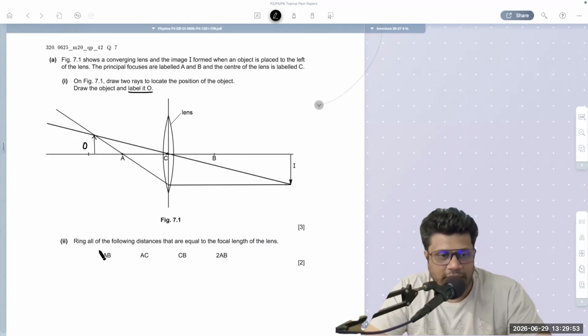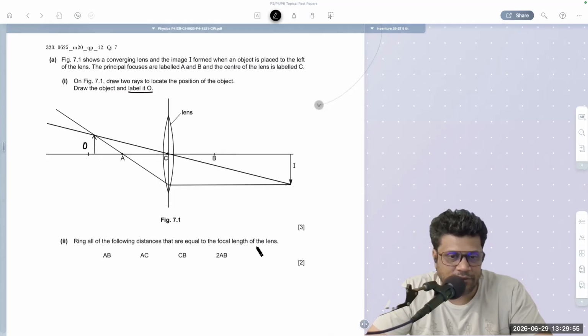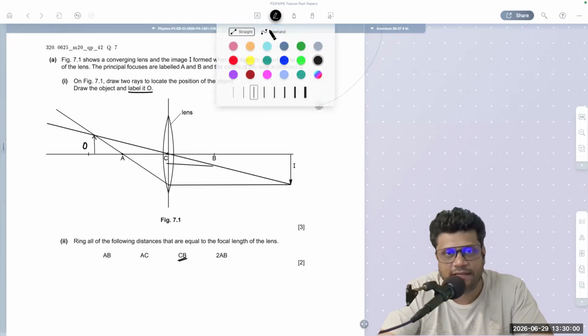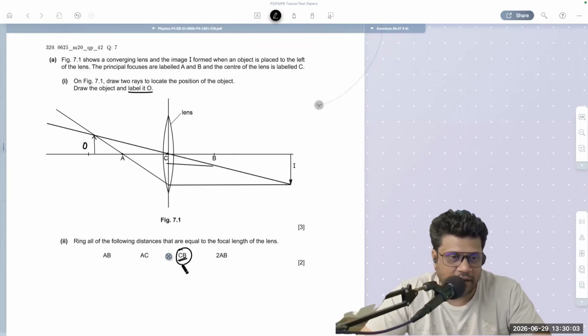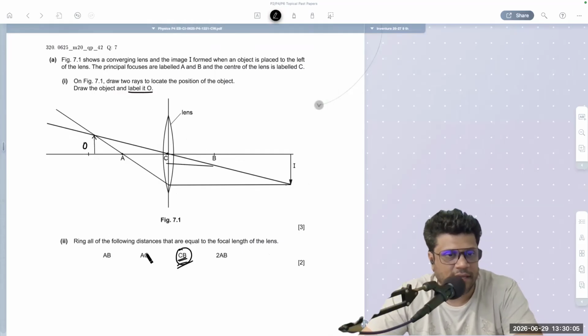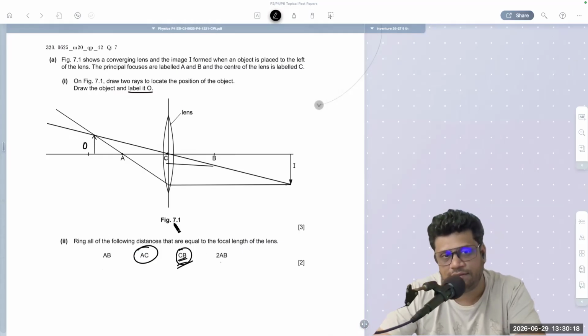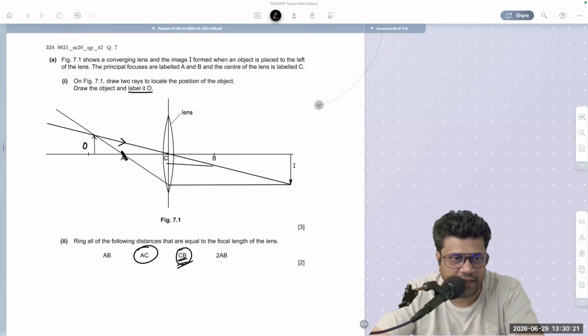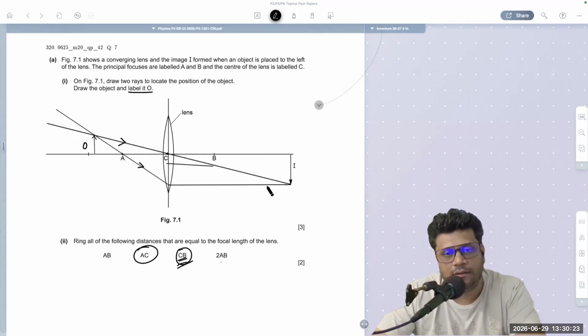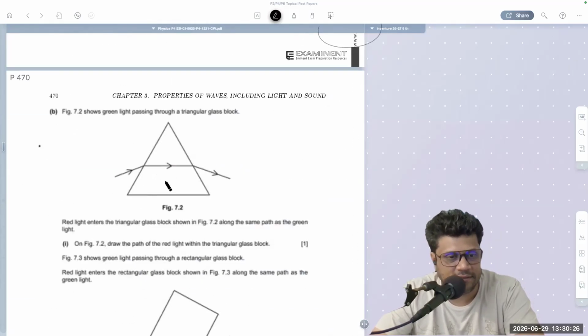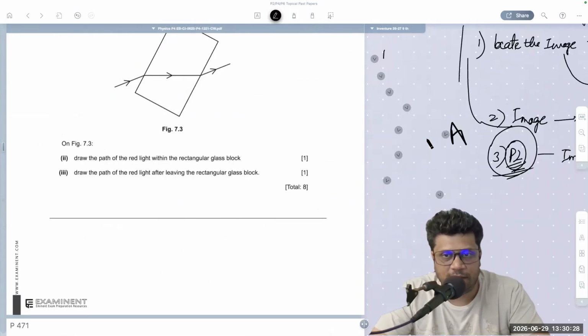Okay. So ring all the following distances that are equal to the focal length. CB is also equal to the focal length. This length is also equal to the focal length. They wanted us to create a ring around it. AC is also correct, and AB is not equal to the focal length. 2AB is not equal. So there it is, your 5 marks. I can put up arrows to create an image in this sketch. Let's go do some other questions.